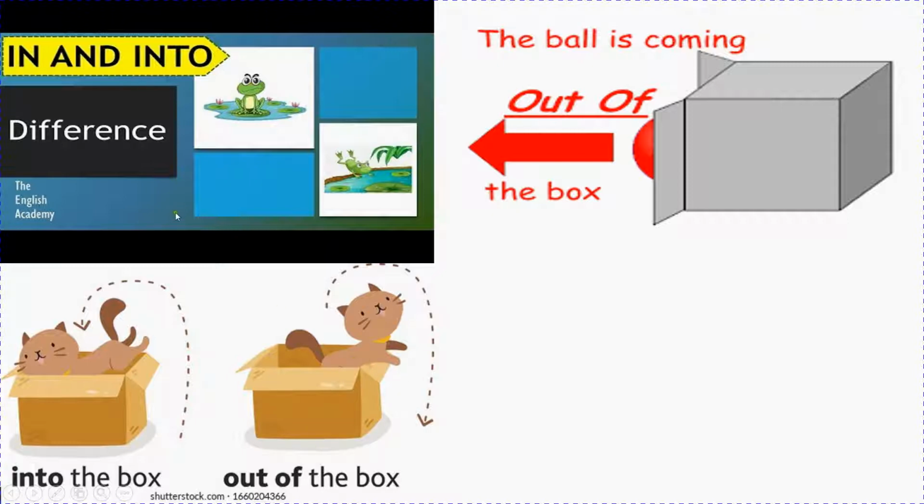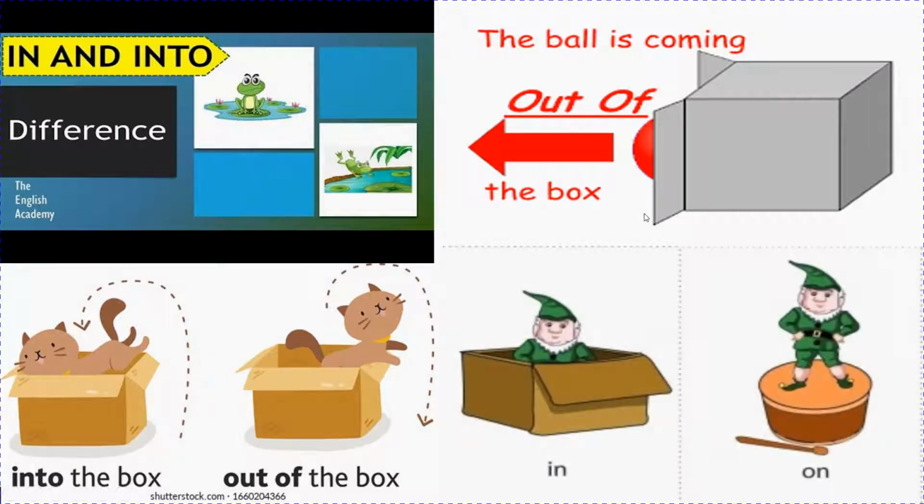In the same way, children, onto. We have read here in and into. In the same way, on and onto. Like from this example only, I will explain to you. The frog is sitting on the leaf. And you can also write onto. On means on the surface. In the same way, the cat is going to sit onto the leaf. So when there is a movement and when the frog is going to sit on the surface of something, then we will put onto.